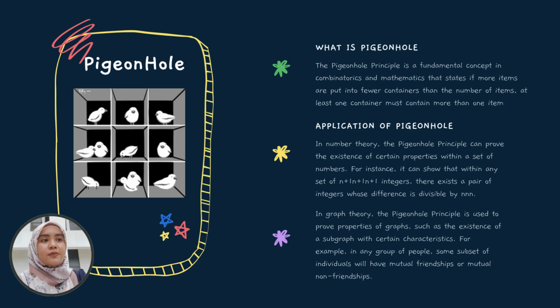In graph theory, the pigeonhole principle is used to prove properties of graphs, such as the existence of a subgraph with certain characteristics. For example, in any group of people, some subset of individuals will have mutual friendships or mutual non-friendship.